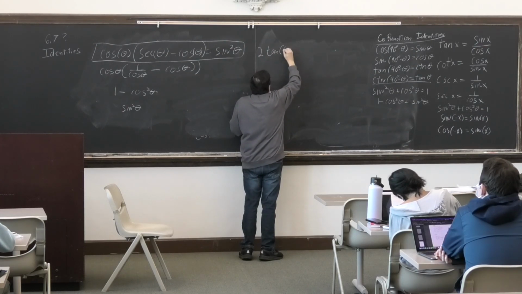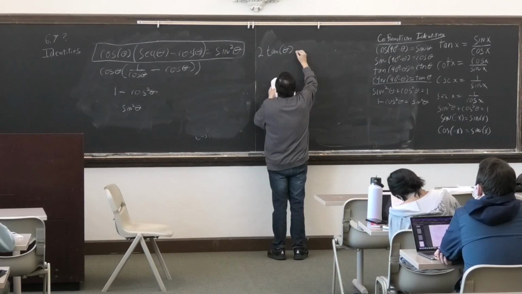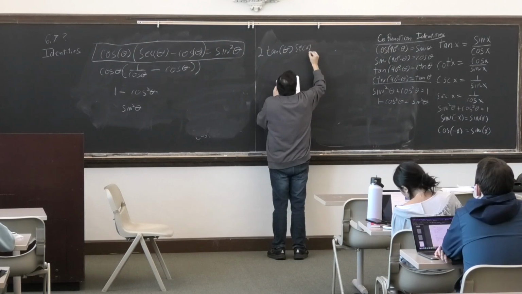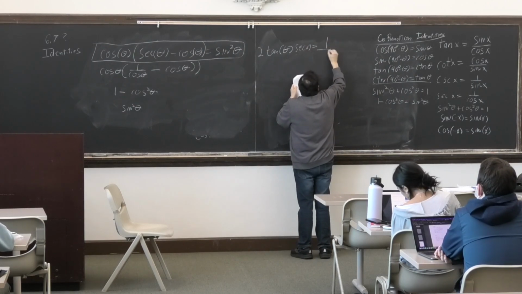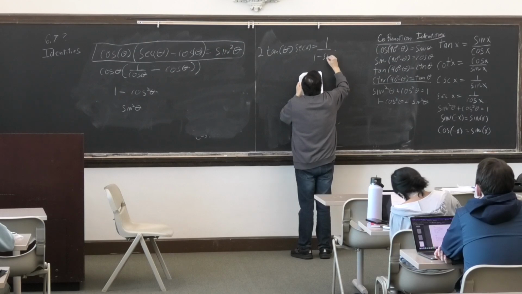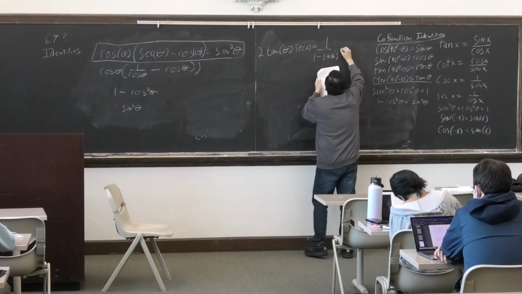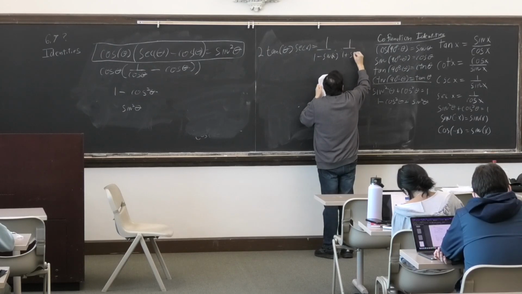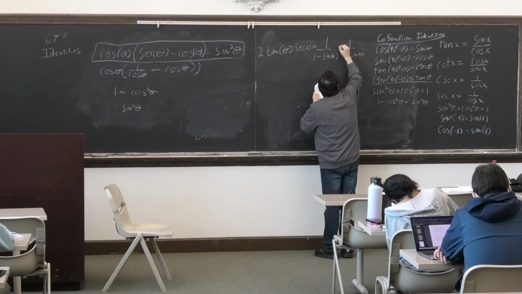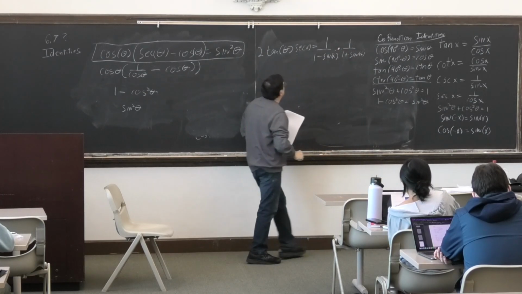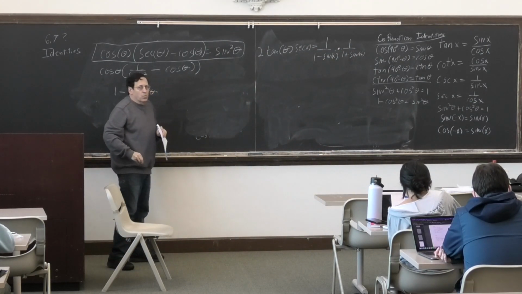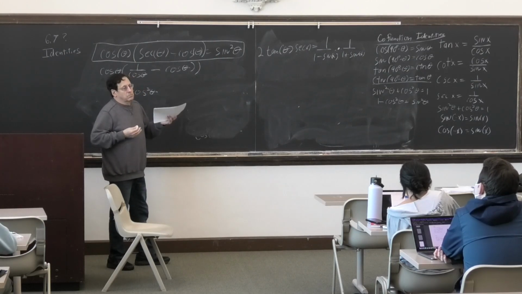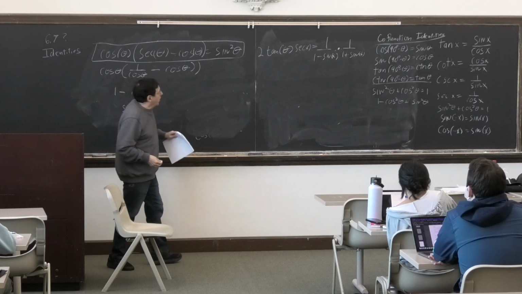So, all right, let's take another kind of typical obscure looking identity. 2 times the tangent of x minus the secant of x is 1 over 1 minus sine of x times 1 over 1 plus sine of x. Well, as before, put everything in terms of sines and cosines.